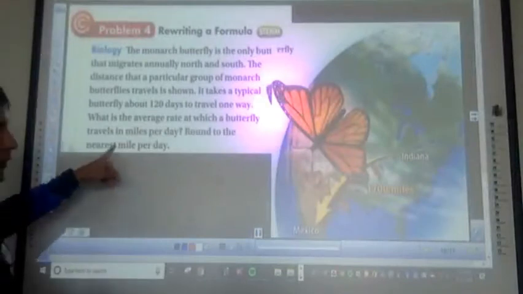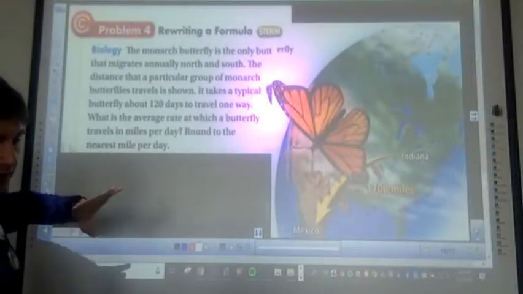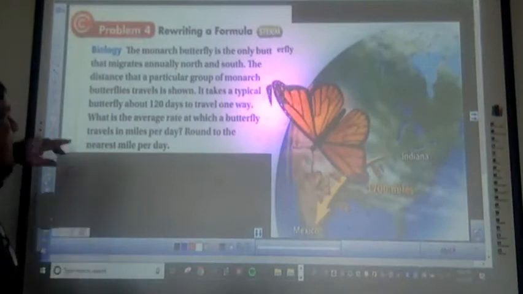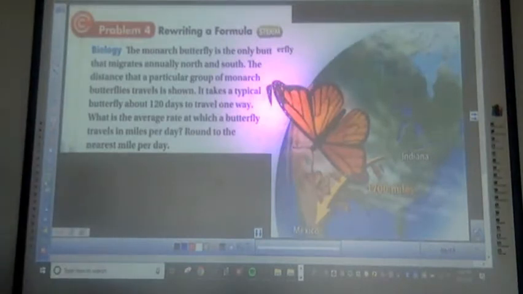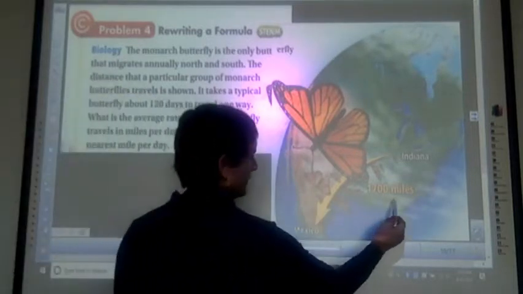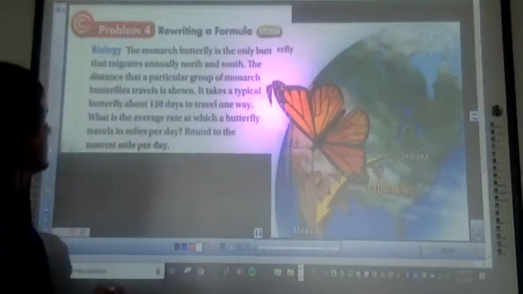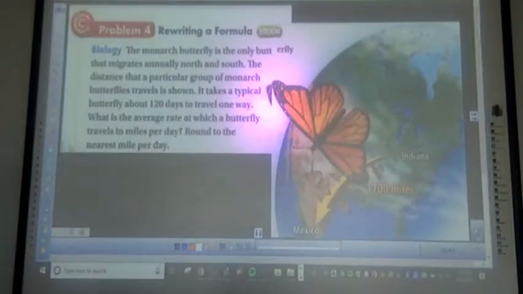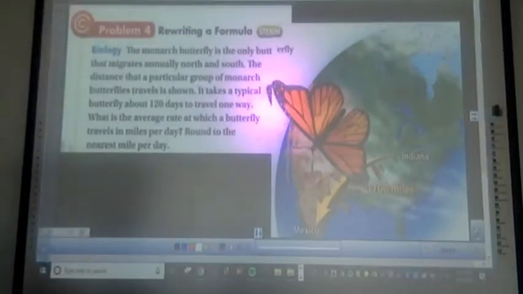Okay, so we got the old butterfly. Don't write the whole thing down. Let me read it. Monarch butterfly is the only butterfly that migrates annually north and south. The distance that a particular group of monarch butterflies travels is shown. So that distance is right here, the 1,700 miles. It takes a typical butterfly about 120 days to travel one way. What is the average rate at which a butterfly travels in miles per day?